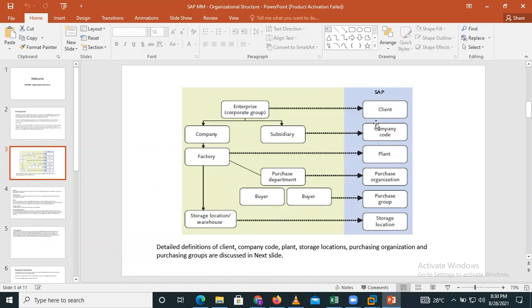And who is responsible to create a company code? The FI consultant is responsible to create a company code. Who is responsible to create a client? The Basis consultant is responsible to create a client. Okay, clear? Client and company code.